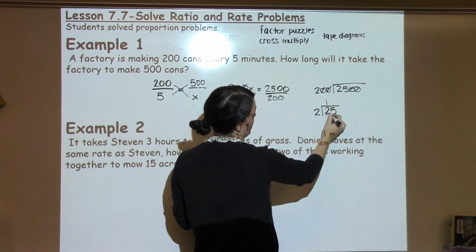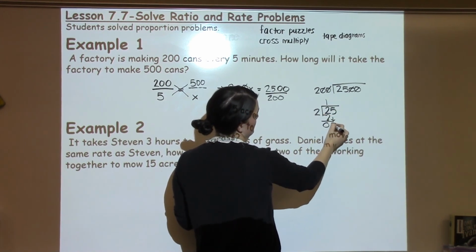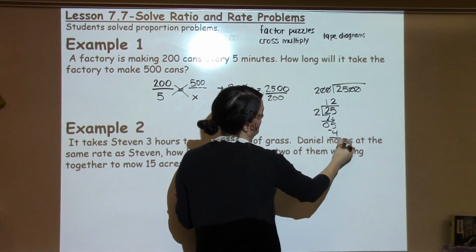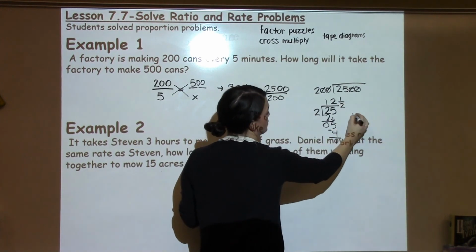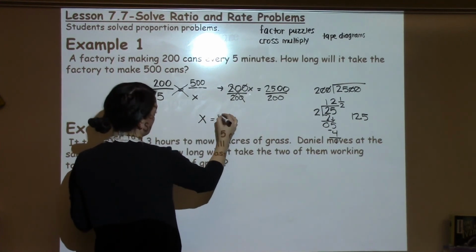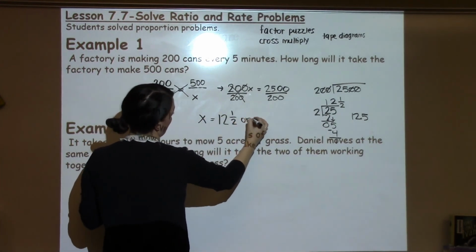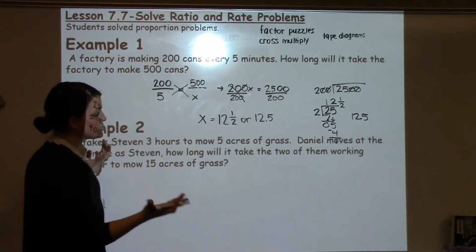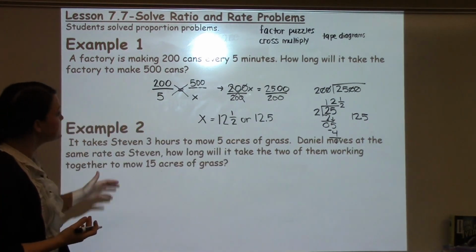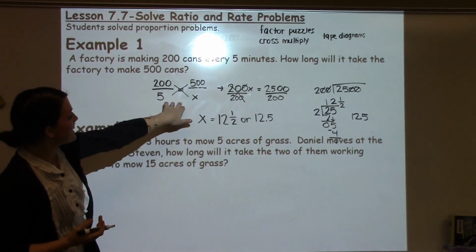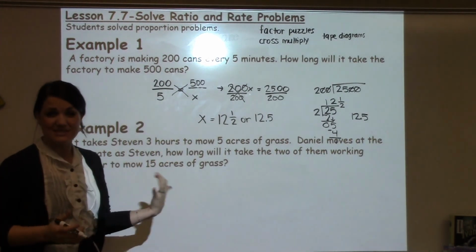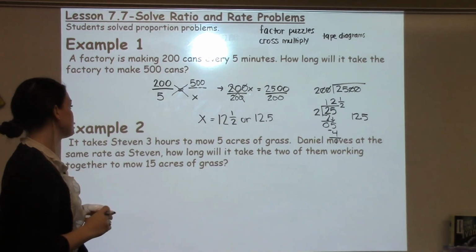2 goes into 2 one time with nothing left over. 2 goes into 5, 2, 4, that'd be 2 times, with 1 left over to be 12 and a half or 12.5. So my x would equal 12 and a half or 12 and 5/10 depending on which form of the number I'd like it to be in, fraction or decimal. So in this case, it was definitely easier to go ahead and cross multiply. If we would have done a factor puzzle, I would have been working with decimal numbers, which is really tricky to do in a factor puzzle.